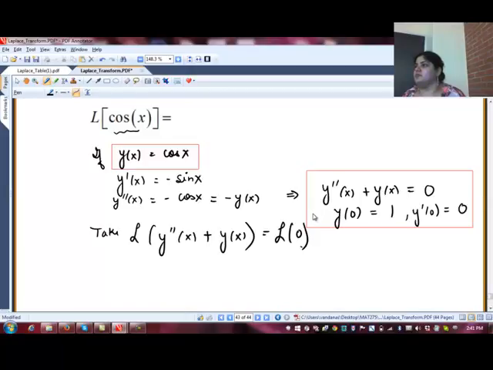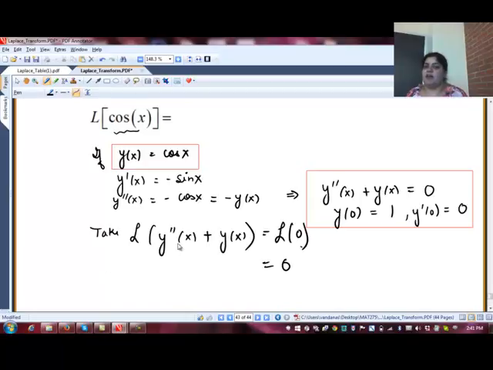The integral of 0 is 0. Okay, so the Laplace transform of 0 is 0. Sometimes students write the integral of 0 to be x, so that's why I just want to make sure. The integral of 0 is 0.